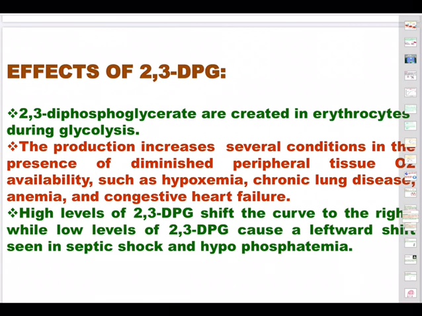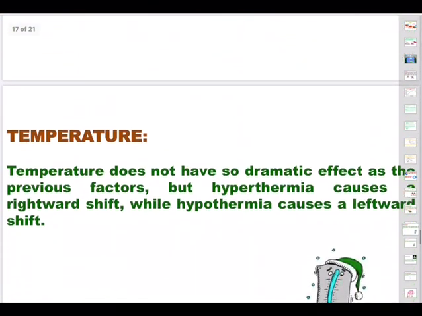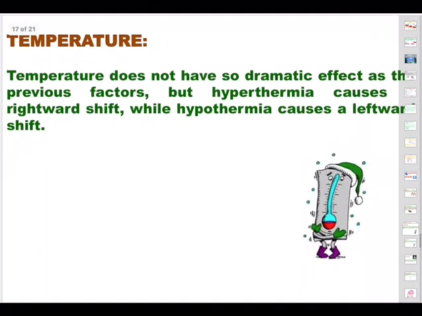2,3-diphosphoglycerate are created in erythrocytes during glycolysis, as we discussed in the Respiration chapter. The production increases in several conditions in the presence of diminished peripheral tissue availability such as hypoxemia, chronic lung diseases, anemia, and congestive heart failure. High levels of 2,3-DPG shift the curve to the right, while low levels of 2,3-DPG cause a left shift. And this is seen in septic shock and hypophosphatemia.